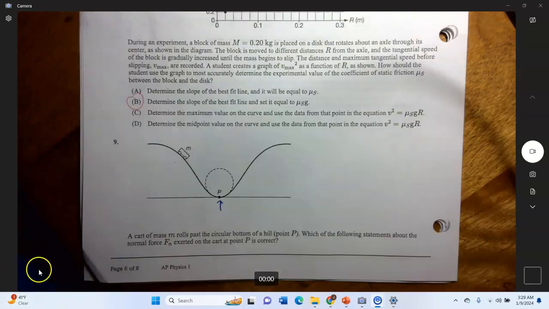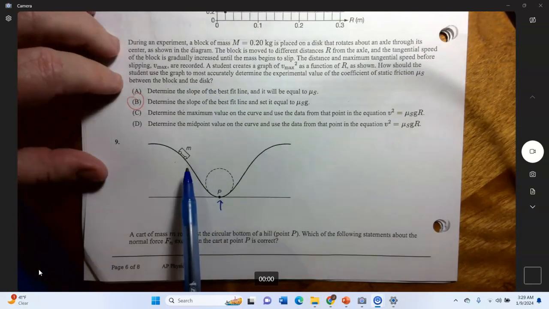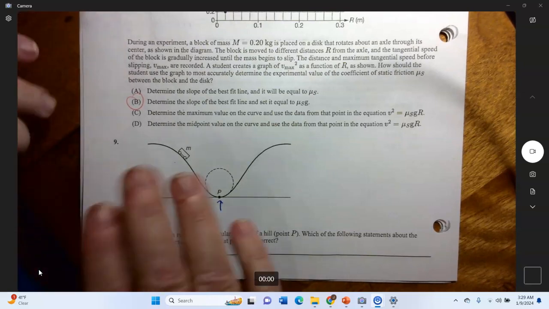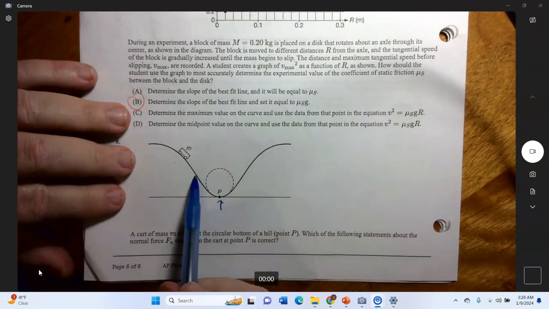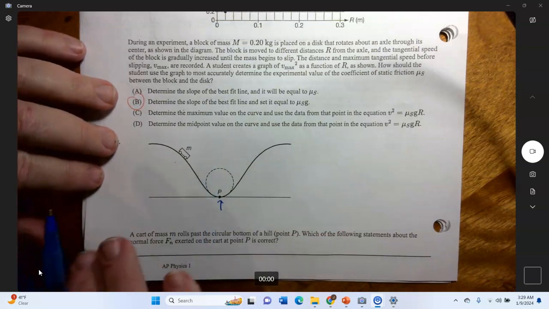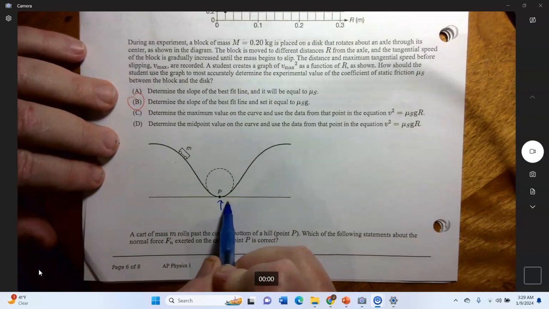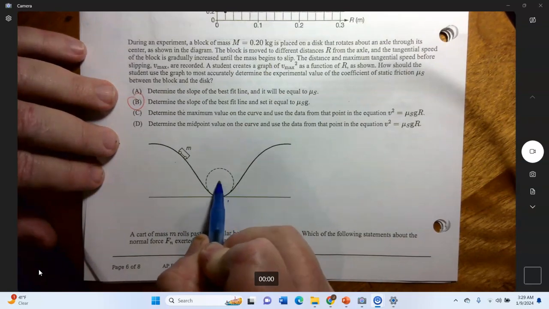Another way to think of this problem is rather than it rolling down a hill and back up a hill, imagine that it was flat on this table and it was just doing what we usually think of as circular motion. It's horizontal. Then the only force would be the centripetal force, this one right here.